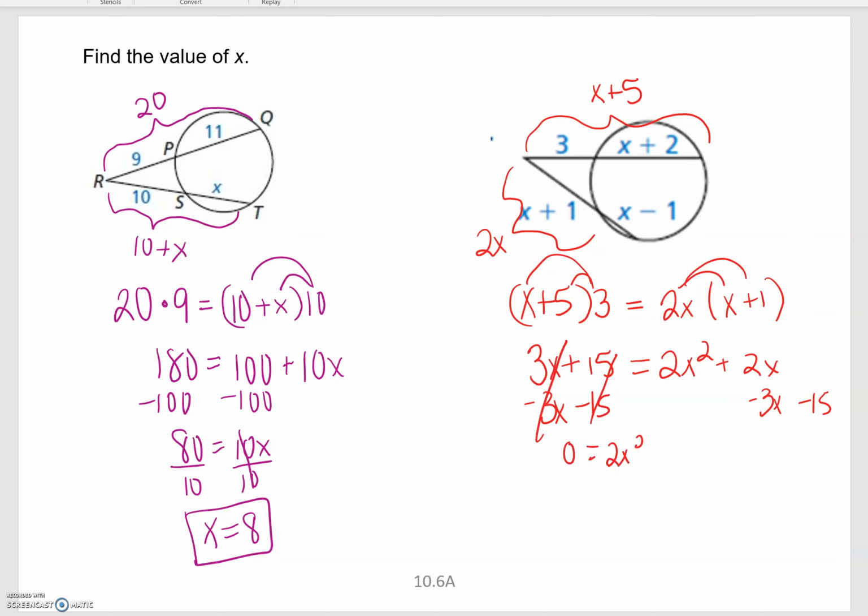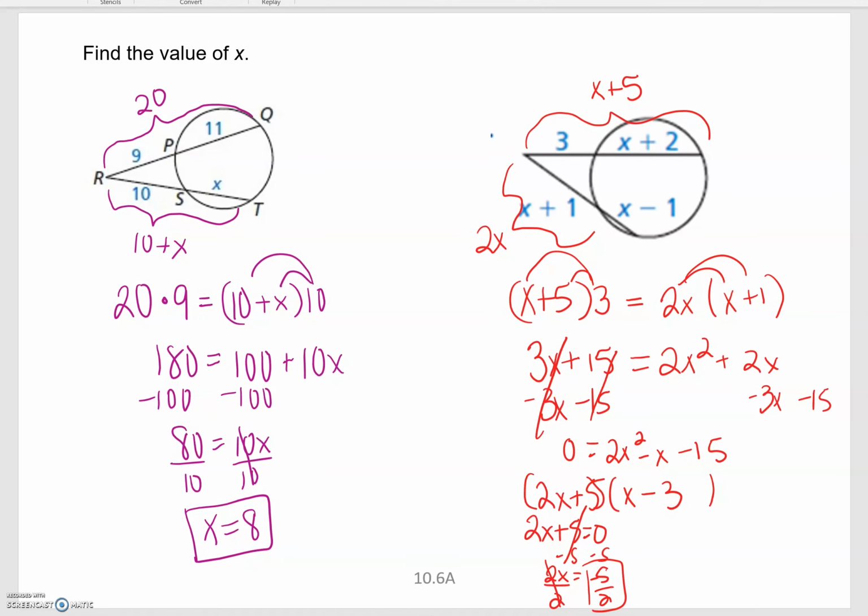So that gets me 2x squared minus x minus 15. I'm going to go ahead and factor this one, because this one is factorable. So I get 2x plus 5 times x minus 3 equals 0. Remember, to solve these, we set each piece equal to 0, and then we solve them individually. So this one would end up with x equals negative 5 halves, and x equals a positive 3.